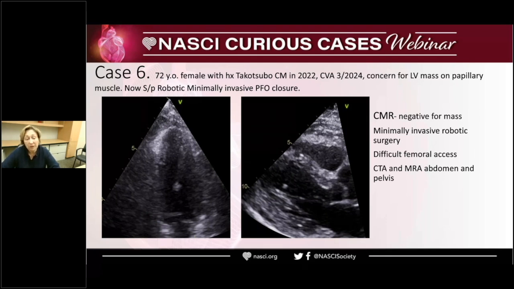Minimally invasive robotic surgery. During that surgery, no mass was found, but the PFO was closed at the same time. What happened is that the surgeon had real difficulty introducing the wire through the femoral access. So the question we got after that was what's happening with the abdominal vasculature, and why the surgeon had a problem with the femoral access.